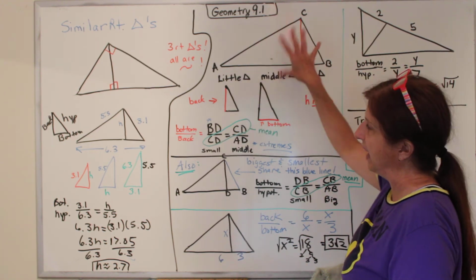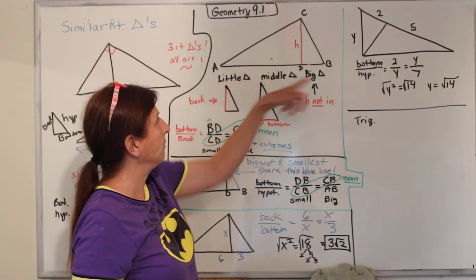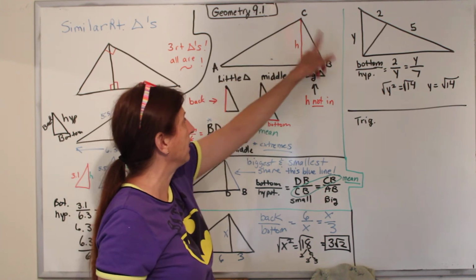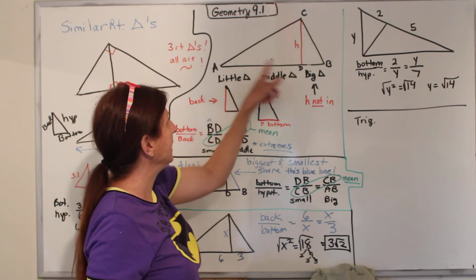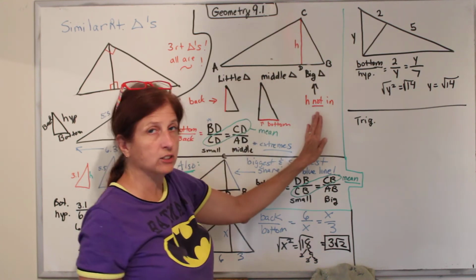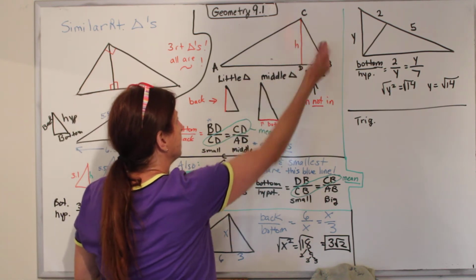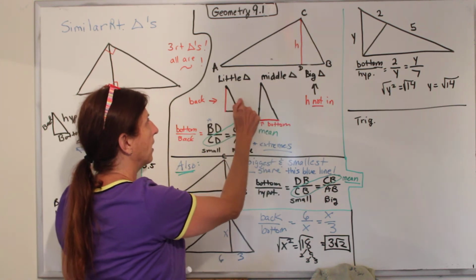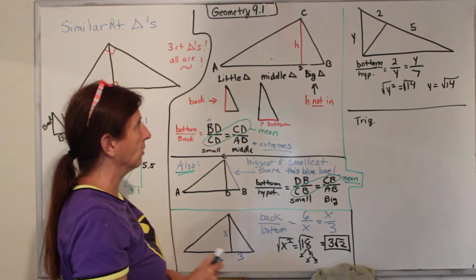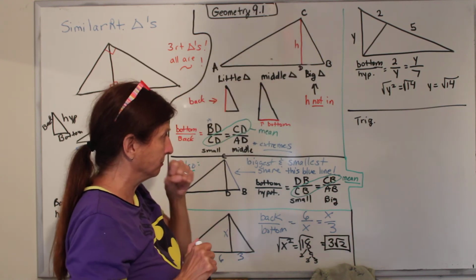This is like a little fact about how all this works. Here I have one, and it divides into our little triangle right there, our medium-sized triangle right here, and our biggest triangle, which I didn't draw. But you will notice that the height is the back of the littlest triangle, and it's the bottom of the middle-sized triangle. The height is not a side in the biggest triangle.